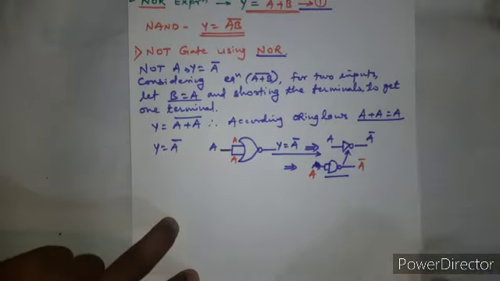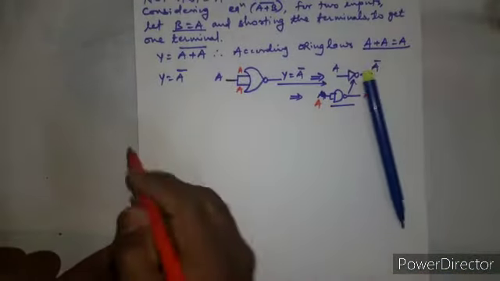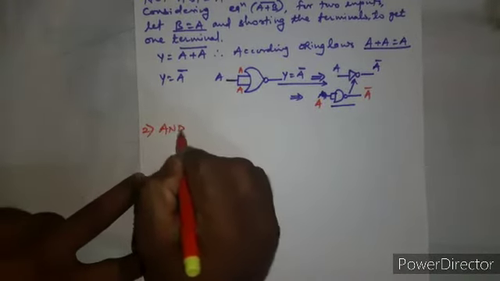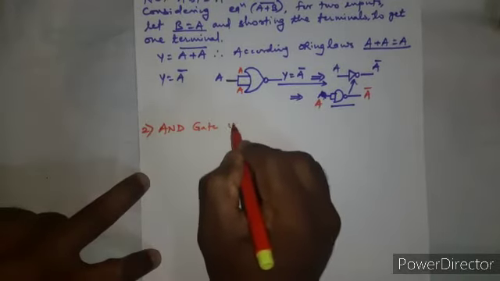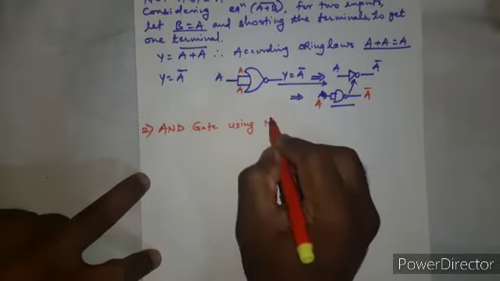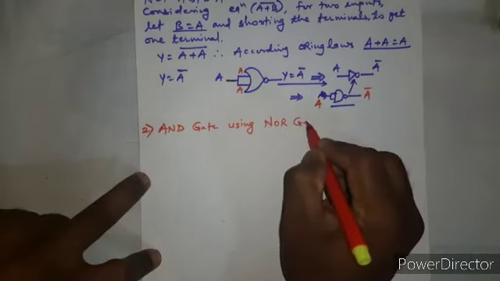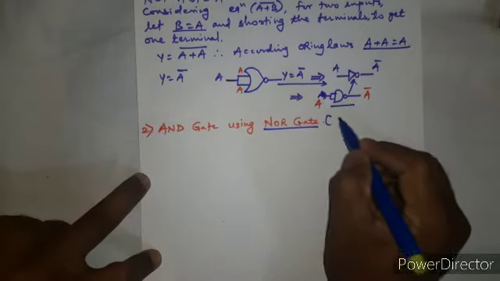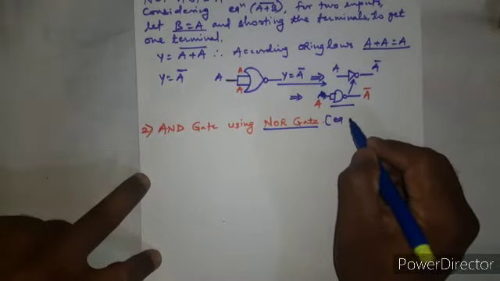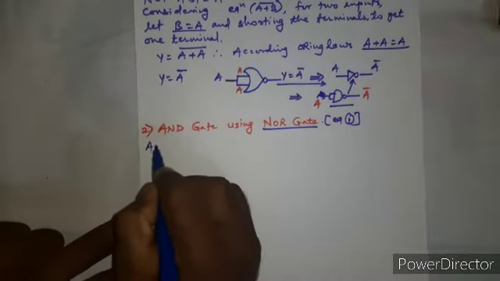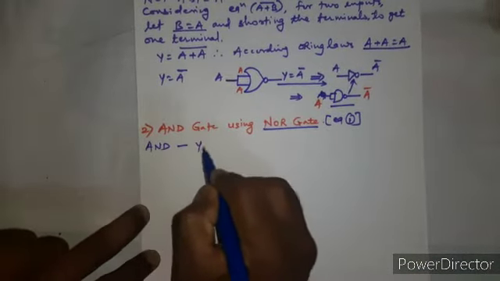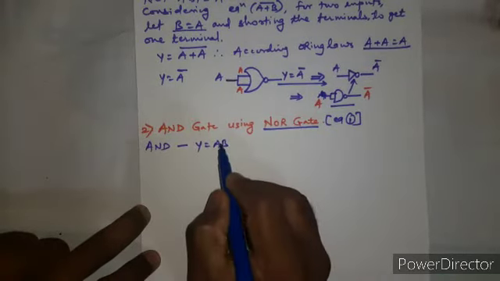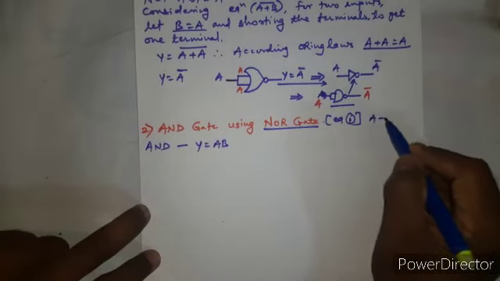Okay. Now second, we'll see AND gate using NOR gate. Okay, so again we have seen the equation for NOR gate is in equation 1, right? And what is the equation for AND gate is Y equal to AB. So here we have this dot and here we have this plus.